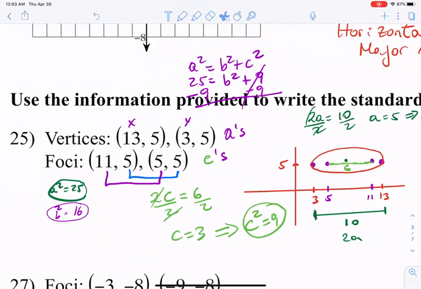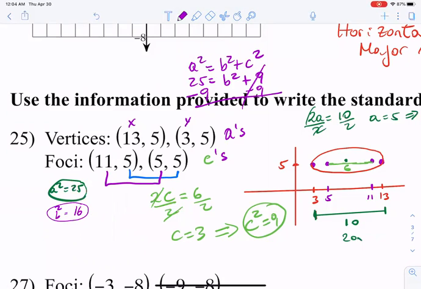So you might say, how can I find my center? Well, that's pretty easy. If you think about the vertices, or even the foci, it doesn't matter. But let's use the vertices in this case. So I told you before in the beginning of the problem that the only values that are changing are the 13 and the 3, right? So we calculate the distance from 3 to 13 is 10 units, right?